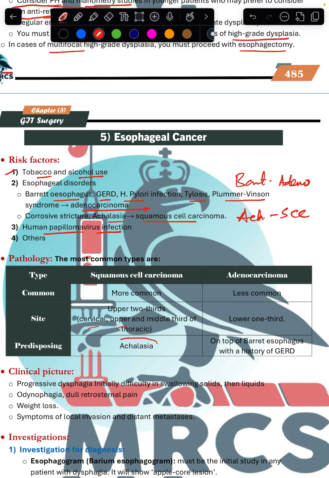Predisposing factor for squamous cell carcinoma is achalasia. Barrett's is different; Barrett's is for adenocarcinoma. Adenocarcinoma is less common and is seen in the lower one third. It is in the lower part, and squamous cell carcinoma is in the upper part. On top of Barrett's, you get a history of GERD.